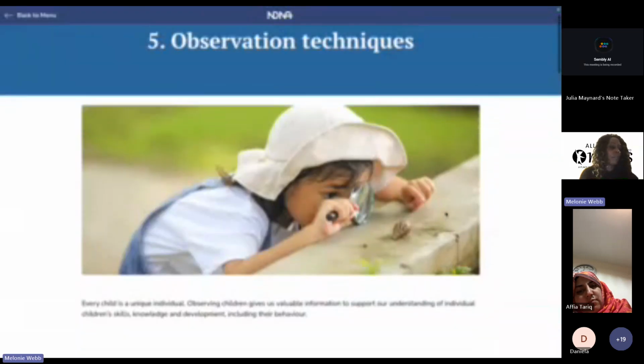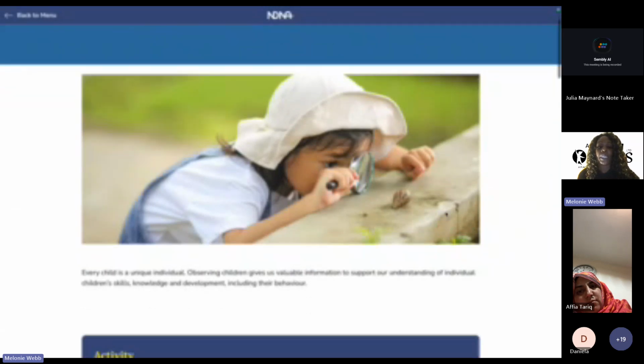Okay, number 5, observation techniques. Every child is a unique individual. Observing children gives us valuable information to support our understanding of individual children's skills, knowledge, and development, including their behaviour.